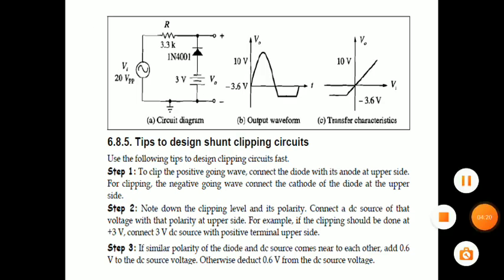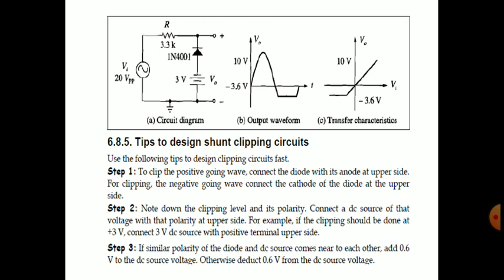Step 2: note down the clipping level and its polarity. Connect a DC source of that voltage with that polarity at the upper side. If you are clipping the positive side, you should connect the positive voltage. If you are clipping the negative side, you should connect the negative voltage. If the clipping should be done at +3, connect the 3 volts DC source with the positive terminal at the upper side.